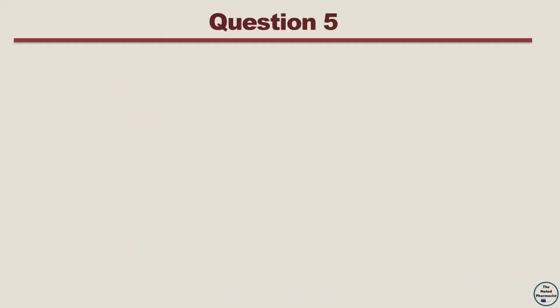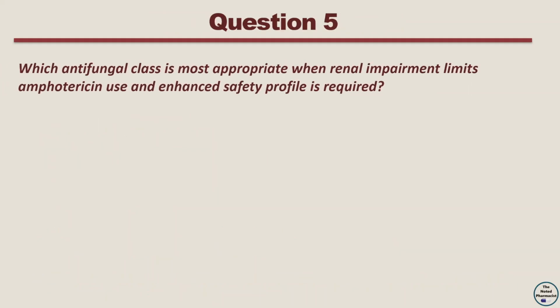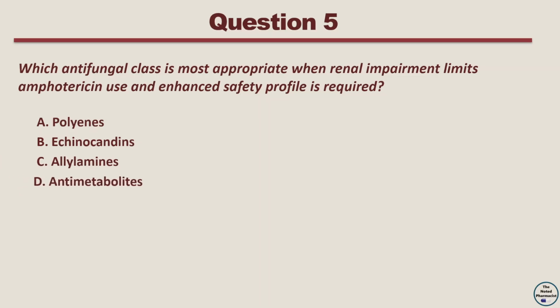Question 5. Which antifungal class is most appropriate when renal impairment limits amphotericin use and enhanced safety profile is required? Option A. Polyenes. Option B. Echinocandins. Option C. Allylamines. Option D. Antimetabolites. Option E. Topical azoles.